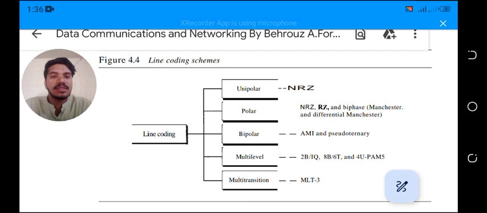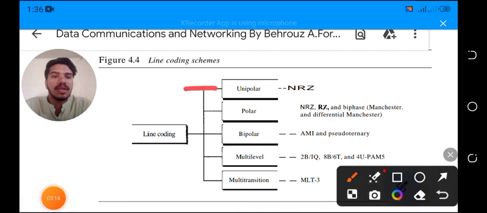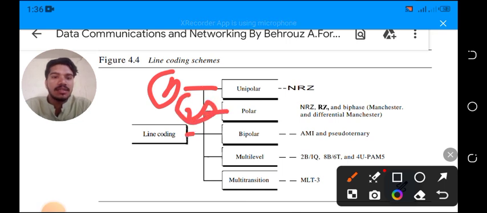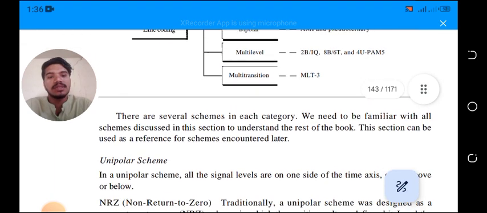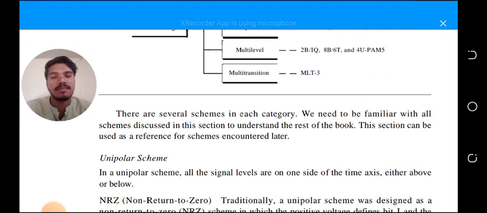First is unipolar. Second is polar. Third is bipolar. Fourth is multilevel and fifth is multitransition. There are several schemes in each category.